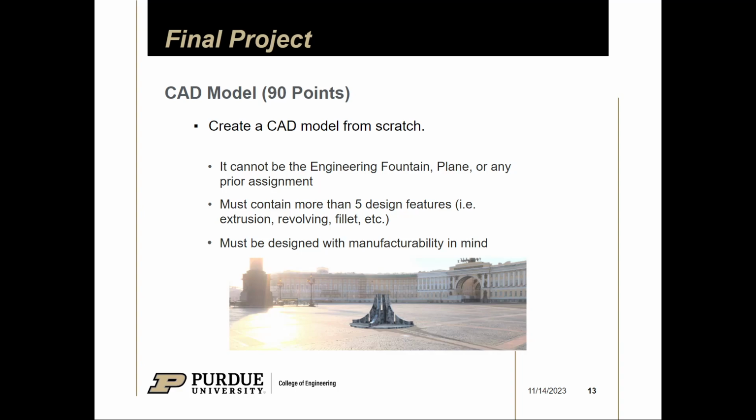So yeah, oh yeah, final project. I've been over this a couple times. You want 5 design features. Please have it designed with manufacturability in mind, so it makes my life easier to print things, and it also makes your life easier later when you design things, so you can design things that people can actually make. So yeah, please don't do the engineering fountain or a plane from other previous assignments. But other than that, you're free to do whatever you like. Please keep it school appropriate. I don't think I need to say that again, but yeah.